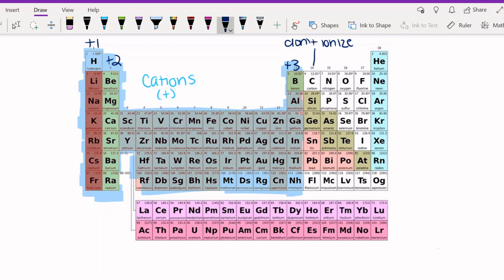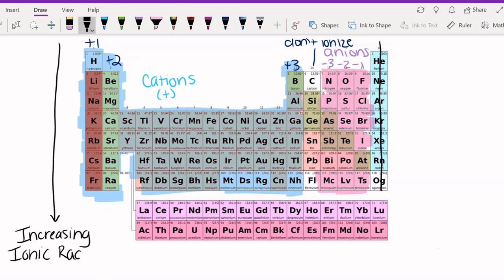Elements on the right side of the periodic table gain electrons, forming negatively charged anions. Group 5 has a charge of -3, Group 6 has a charge of -2, and Group 7 has a charge of -1. Noble gases have a full valence shell, so they're happy as they are and don't form ions. As we move down a group, ionic radius increases. Just like with atomic radius, as the number of electron shells increases, the ionic radius will increase.